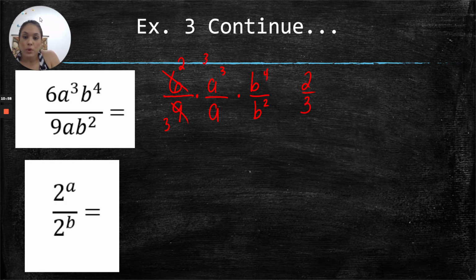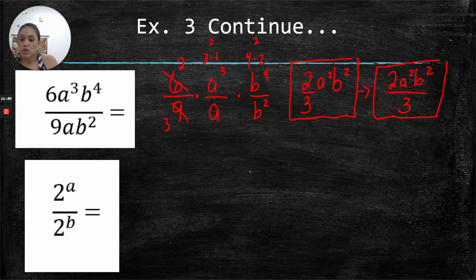Now here I have 3 minus 1, because a cubed minus a to the 1st power is 3 minus 1, which is 2. So this is a squared. And then b to the 4th power minus b to the 2nd power, this is 4 minus 2, which is 2, and then this will be b squared. So you can leave your answer to look like this. It is also correct to write it like this. Okay, either are acceptable.